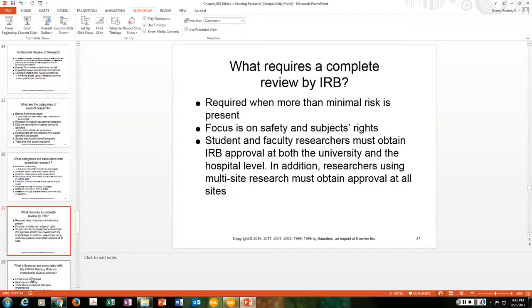What requires a complete review by the IRB? A complete review by the IRB is required when more than minimal risk is present in the study. The focus has to be on the safety and the subject's rights. Student and faculty researchers must obtain IRB approval at both the university and the hospital level. In addition, researchers using multi-site research, multiple sites for collecting data, must obtain approval at all sites.